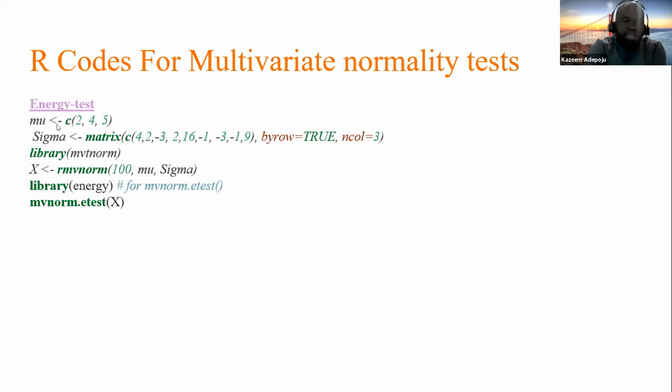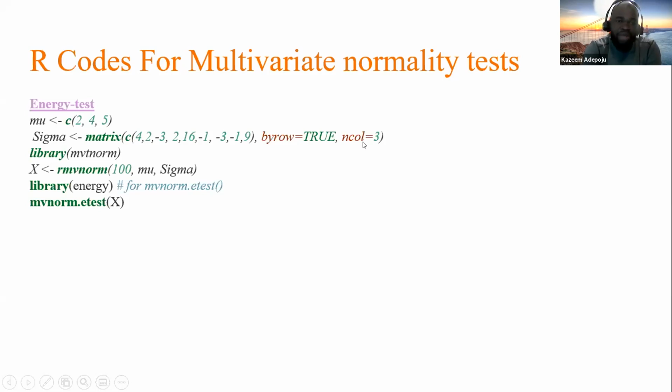So if you want to do that, I need to specify my mu vector. This is the mean of the first variable, the mean of the second variable, and the mean of the third variable. Now this is sigma, which is the variance covariance. 4, 2, minus 3 is the first row; 2, 16, minus 1 is the second row; and minus 3, minus 1, 9 is the third row. I'm going to specify that the number of columns is 3.